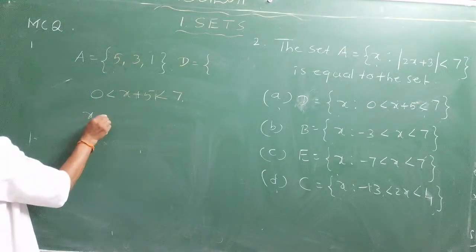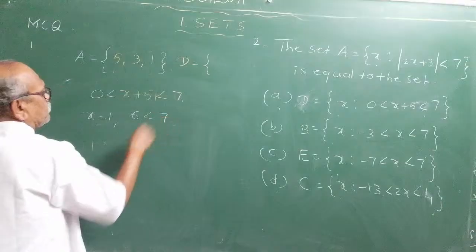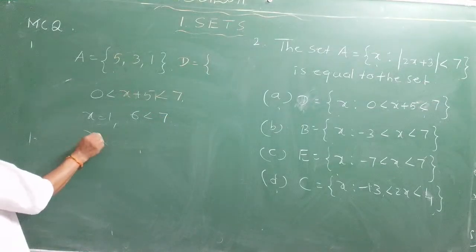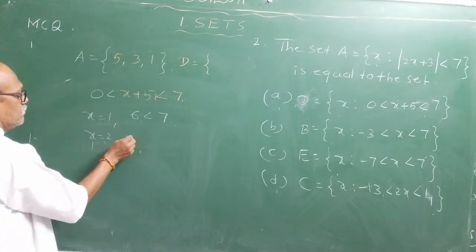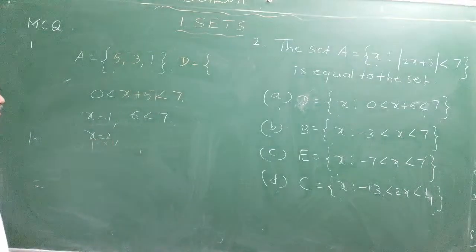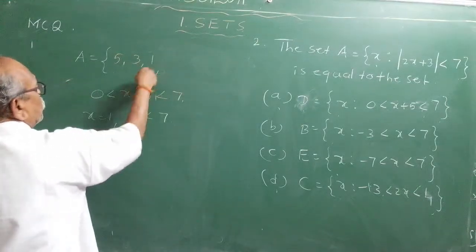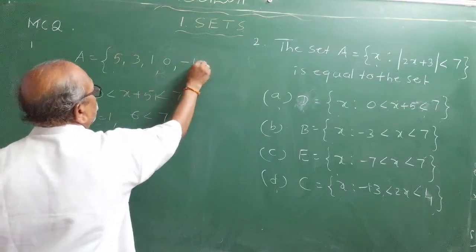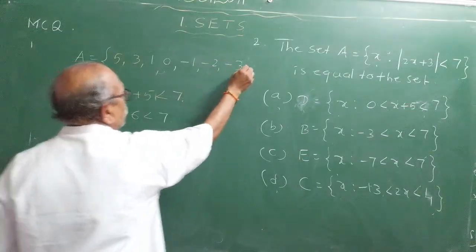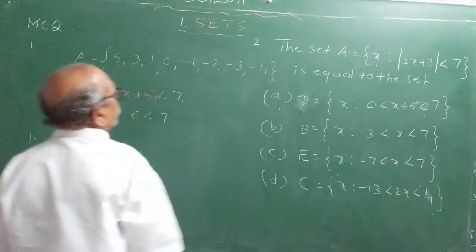If you put x is equal to 1, what do you get? You will get 6. 6 is less than 7. Here you can take negative numbers also. You are given negative numbers for x also. You put 0, and you got minus 1, minus 2, minus 3 also. I think minus 4 also. For minus 5 you are not getting. So these are the numbers.